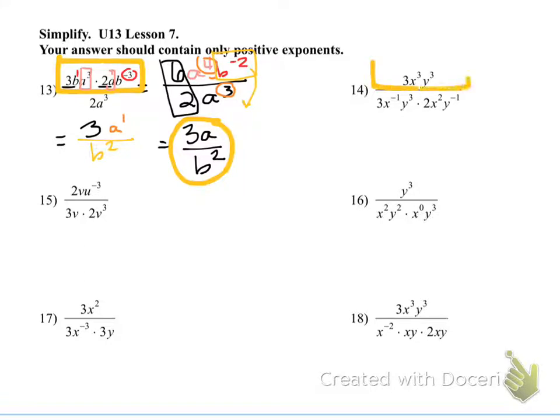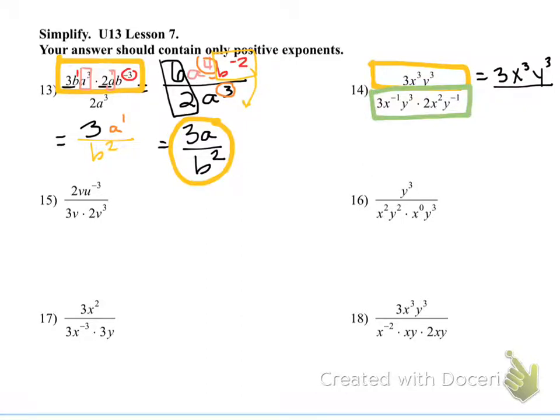Can we simplify the numerator? No, we can't, because there's only one x, only one y, and only one number. So I'm going to just write that exactly how it is: 3x cubed y cubed. Now let's go ahead and take a look at our denominator.